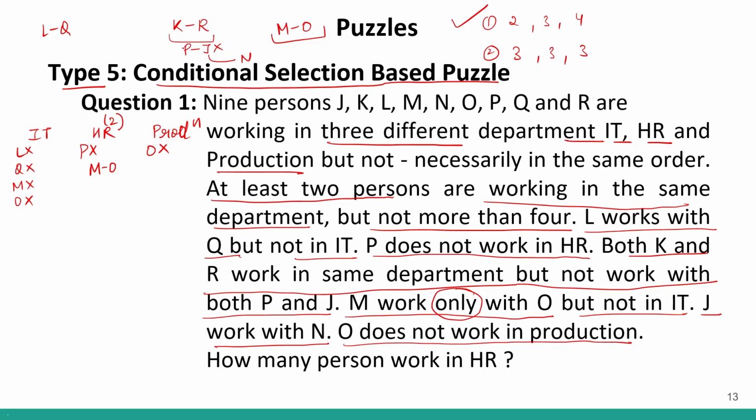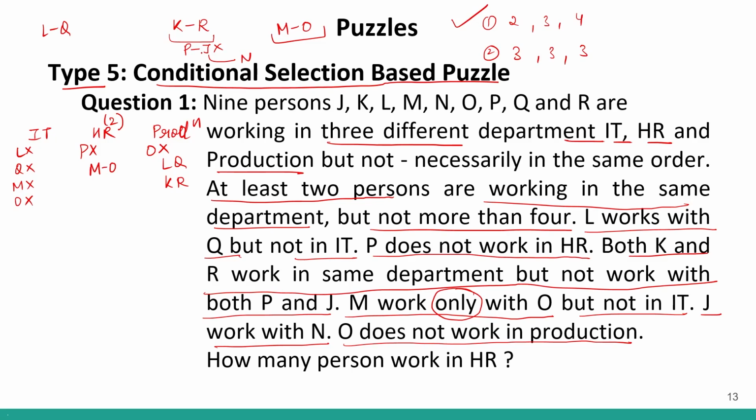Now I can see KR does not work with PJ, but they can work with LQ, correct? In IT, we cannot have LQ. That means in production, we will have LQ. And we have to have three or more people, three or four people. So K and R can work with production, correct?